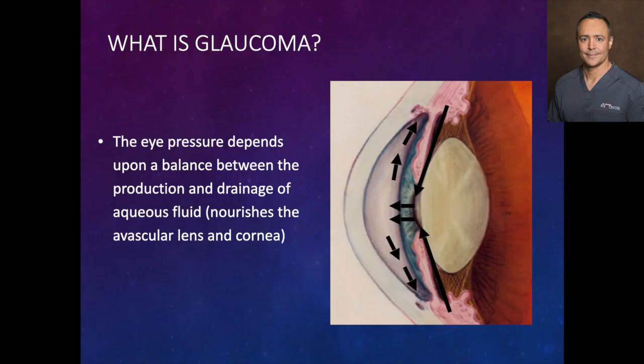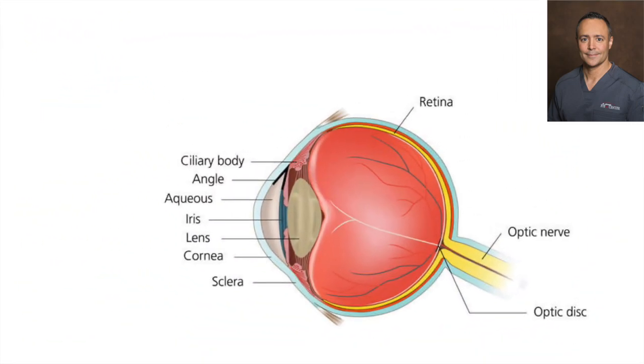As you can see from my old slides, the pressure of the eye depends upon a balance of the fluid made inside the eye and the fluid drained inside the eye. I have these newer diagrams I'm going to be using, so let's switch to those.